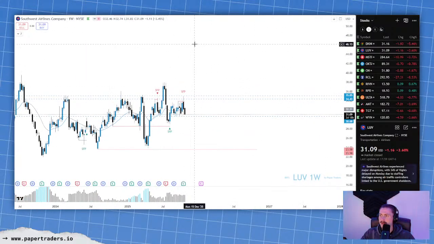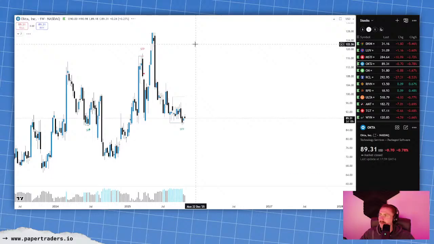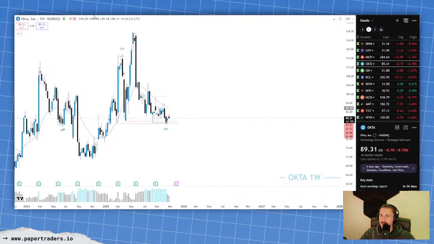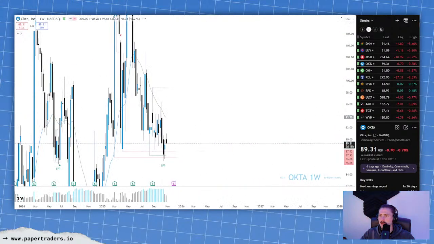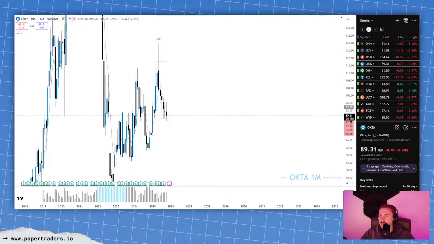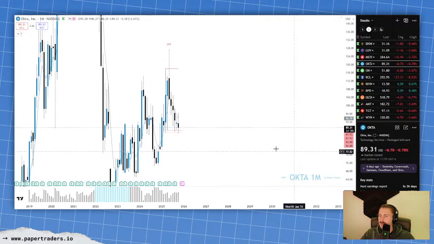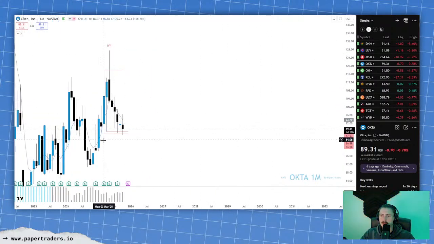Just insane. Let's see our Octa. Octa still doesn't look bad on the weekly. Daily is a little iffy, but this is that consolidation, right? Like we said earlier, see a bunch of consolidation and want to move up time frames. Monthly still looks okay, right? We swept this, still nothing below.